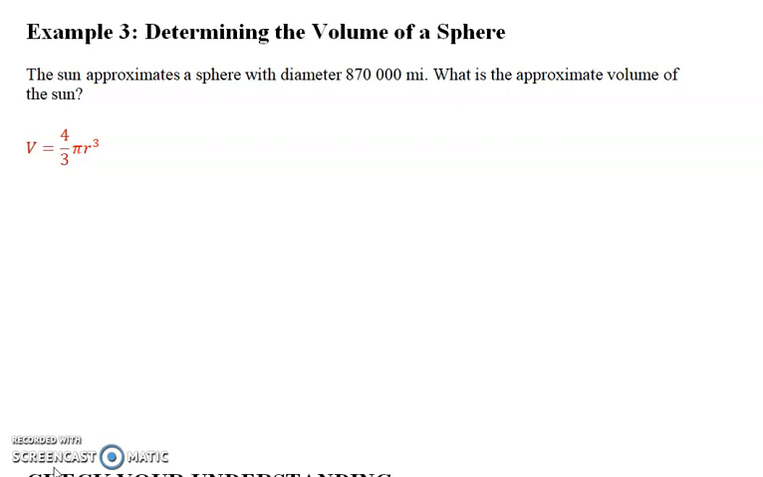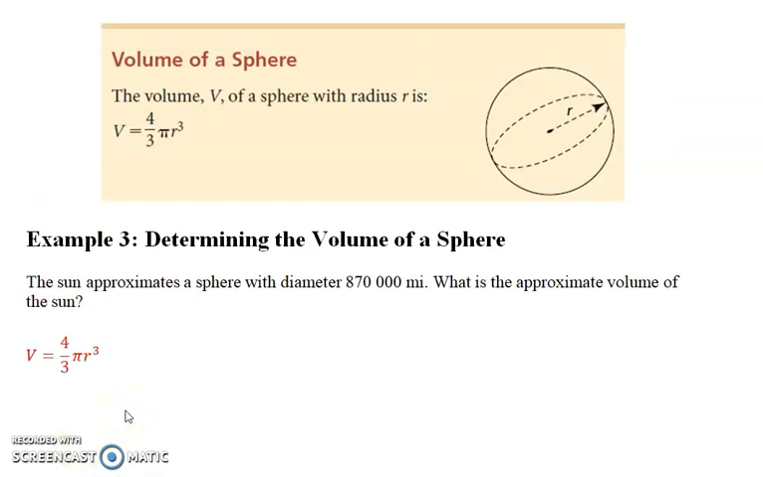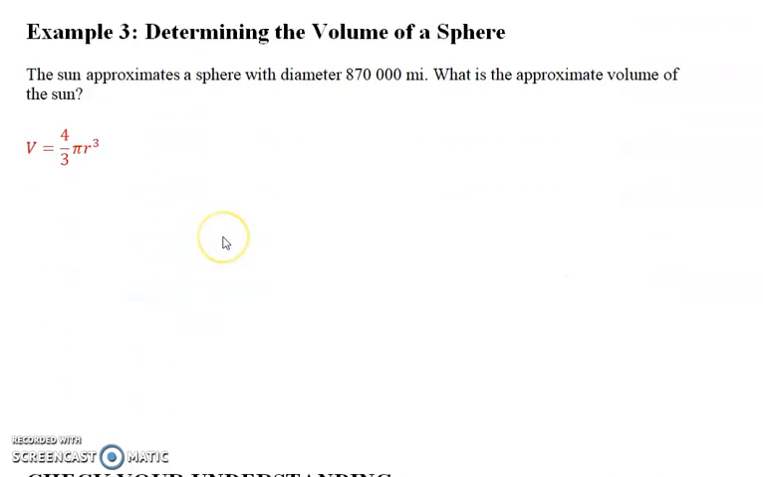So in example 3 we're going to determine the volume of a sphere. If you look back at the very top of your page, the volume of a sphere is simply given by 4/3 multiplied by pi, take the radius cubed. So in this one we're going to be determining the volume of a sphere.